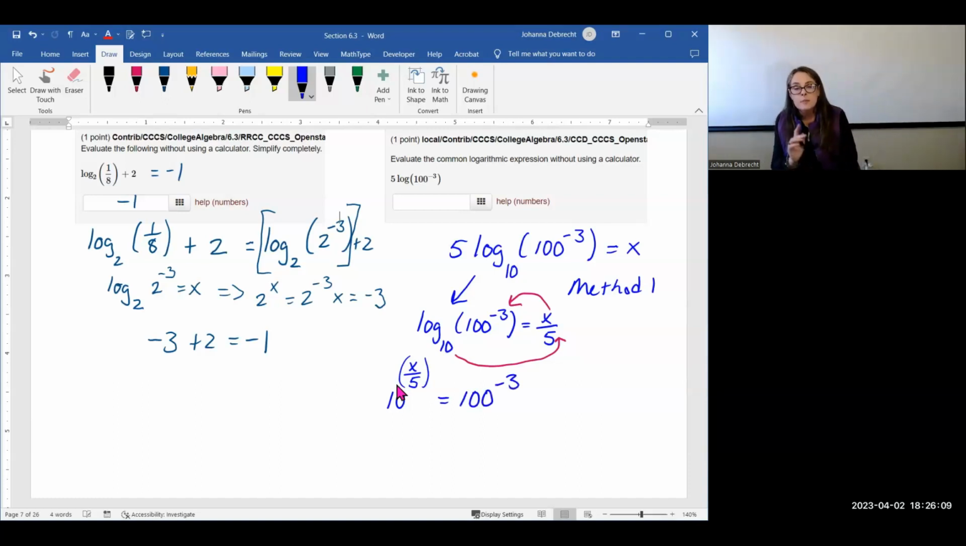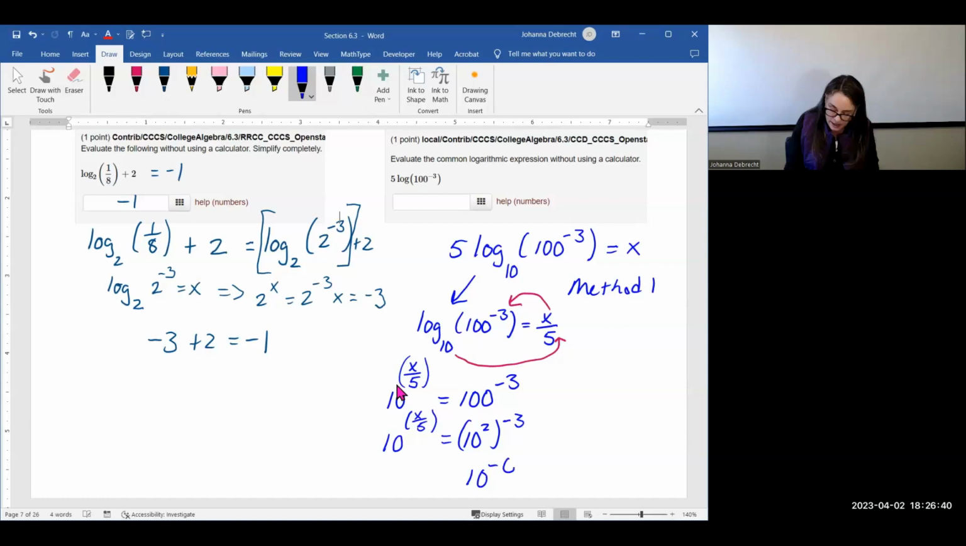Well, I know 100 is a power of 10. So I'm going to rewrite 100 as a power of 10, use my exponent rules to combine them. And then I'll have two sides as powers of 10. And then I know, because they're equal, that the powers have to be equal. So 100 is 10 squared, and it's being raised to the negative 3. So over here, I have 10 to the x over 5. Well, 1 base, 2 powers, you multiply the powers. So this becomes 10 to the negative 6. And this is 10 to the x divided by 5, right?